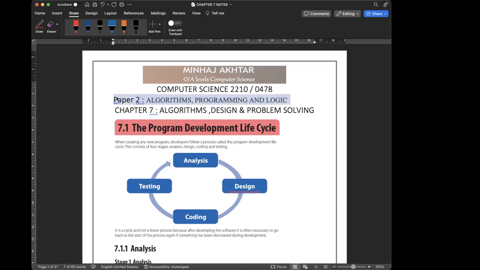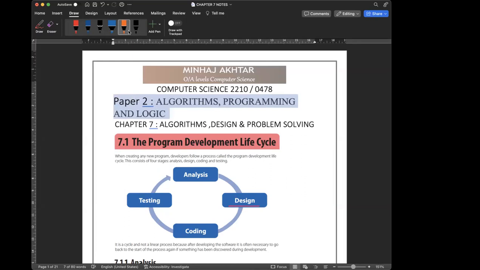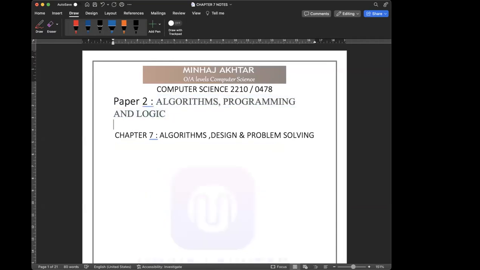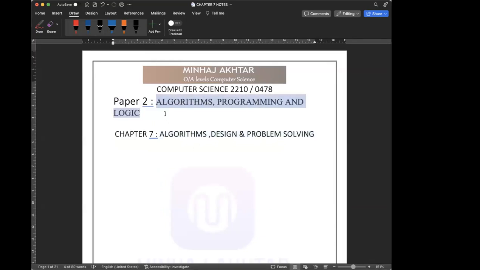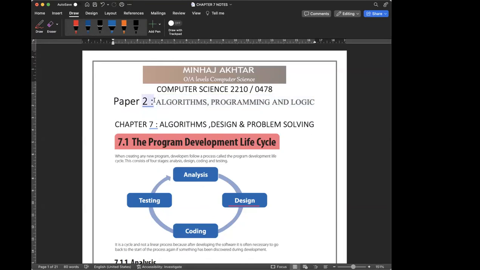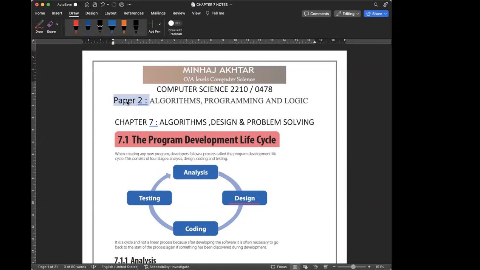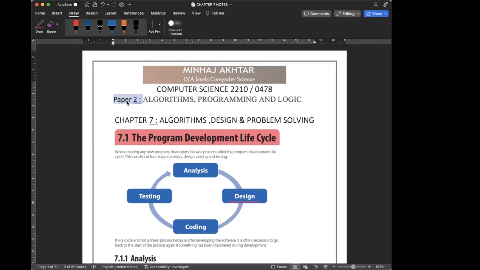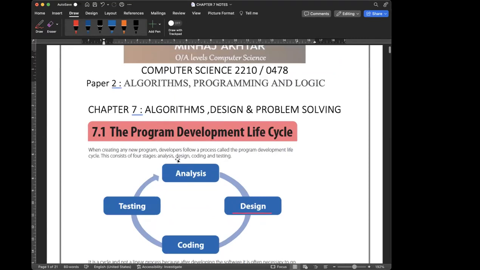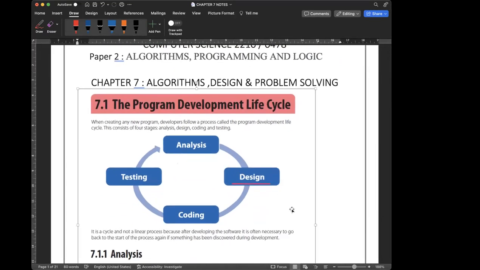Welcome to Computer Science IGCSE, and we are going to start our paper number 2. The name of paper 2 is Algorithms, Programming, and Logic. And chapter number 7 name is Algorithms, Design, and Problem Solving. So the names are quite similar for paper 2 and chapter 7. Okay. So the first topic of our chapter number 7 is the program development life cycle.